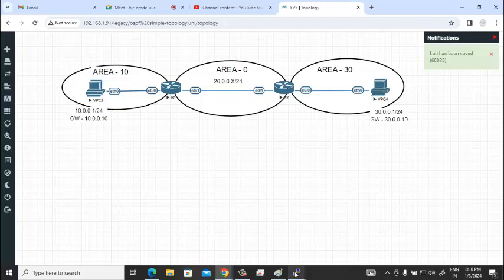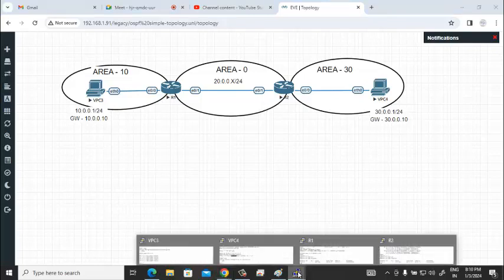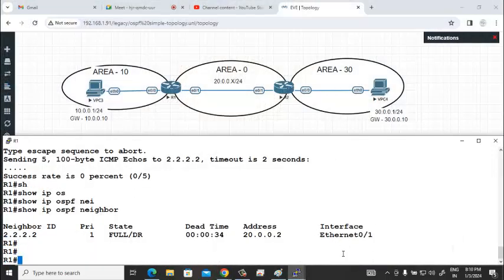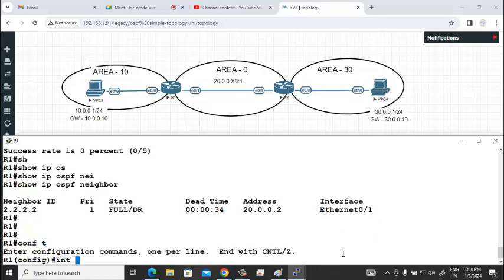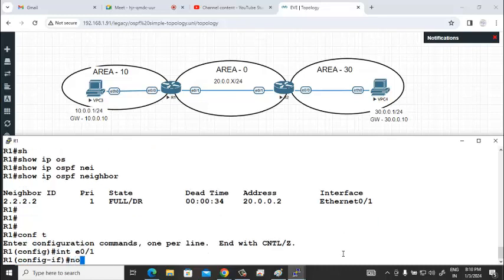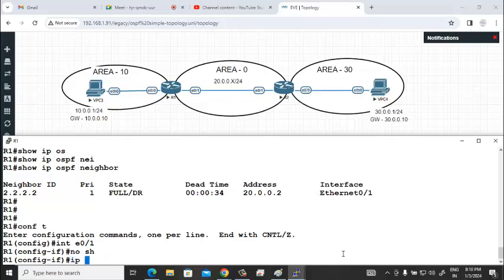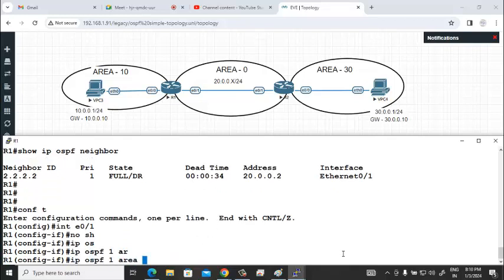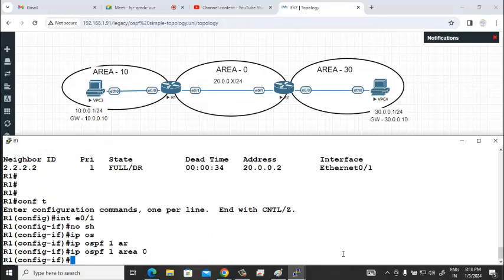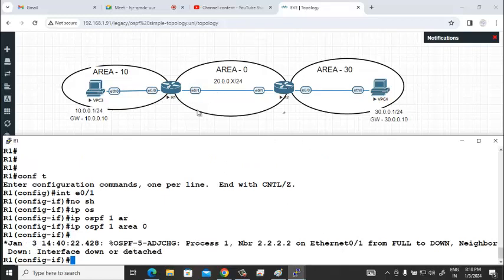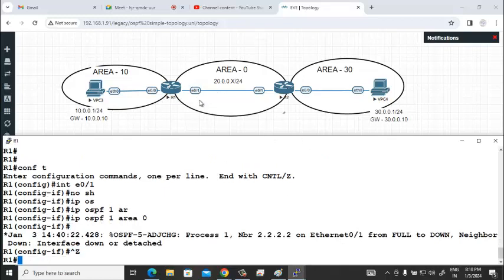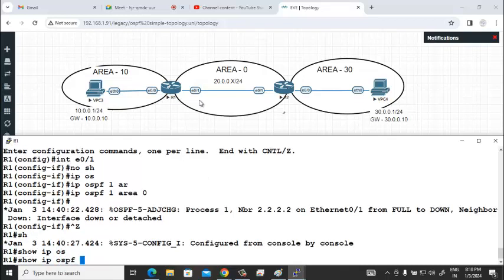Interface Ethernet 0/1, IP OSPF 1 area 0. Isn't it? Yes or no? Yes. Let's verify. Show IP OSPF interface brief. You see it's in area 0. Now this becomes ABR automatically. If it has at least one interface in area 0, it will become ABR.